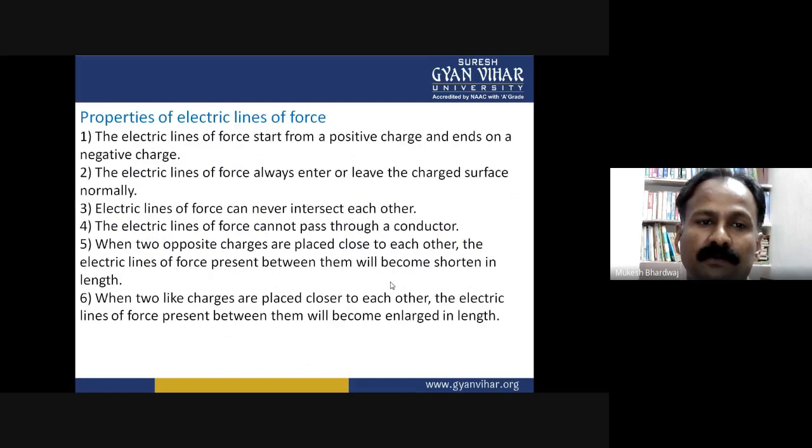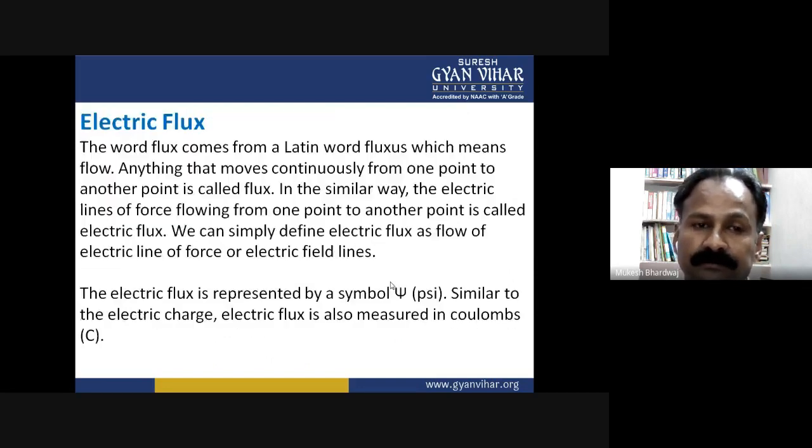Properties of electric line of force. The electric line of force starts from positive charge and ends on negative charge. The electric lines of force always enter or leave the charge surface normally. Electric lines of force can never intersect each other. The electric line of force cannot pass through a conductor. When two opposite charges are placed close to each other, the electric line of force present between them will become shortened in length. When two like charges are placed closer to each other, the electric line of force present between them will become enlarged in length.